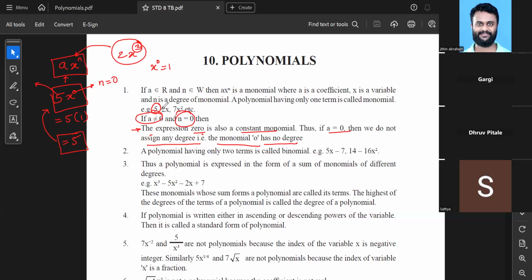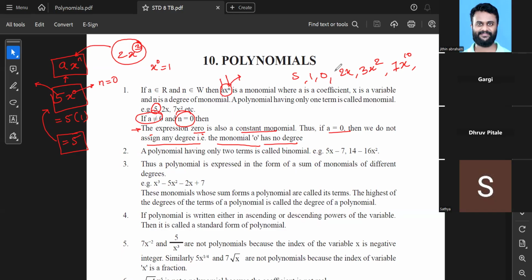So as I was saying, I'll just give you a summary. A multiplied by x raised to n is a monomial, where a is a number, n is a number, and x is a variable. A monomial can be just a number like 5 because 5 is considered as 5 multiplied by x raised to 0. It can be 5, it can be 1, it can be 0, it can be 2x, 2x square, 3x square, 7x raised to 10, anything. All these terms are called monomials.